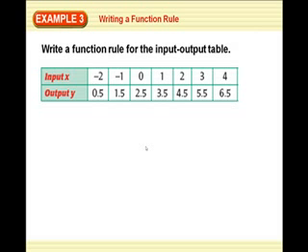A lot of times I go to the easy one, like 0. Look at this one. What do you do to 0 to get 2.5? Well, it looks like x plus 2.5, but the deal is it's got to work for every one of them. So let's see if it is. What's 1 plus 2.5? 3.5. What's 2 plus 2.5? 4.5. So guess what? There's our rule: x plus 2.5.